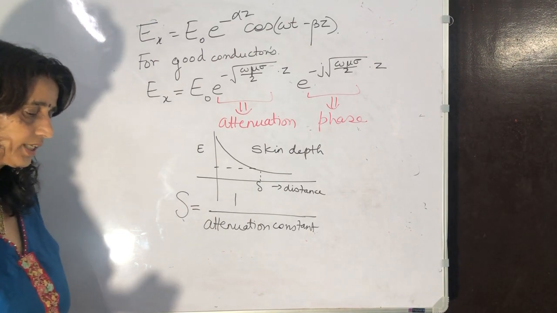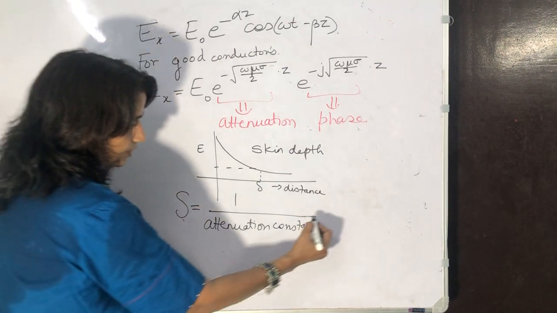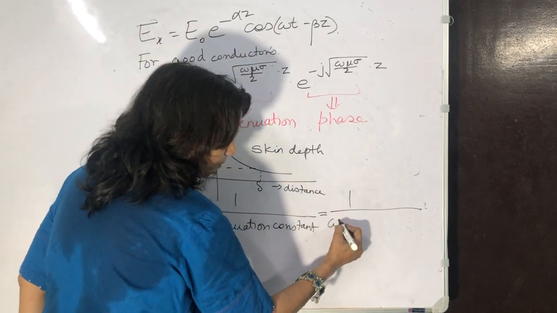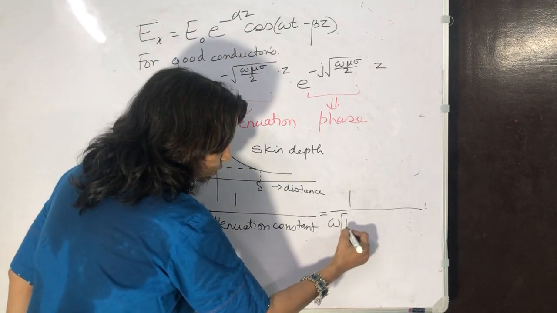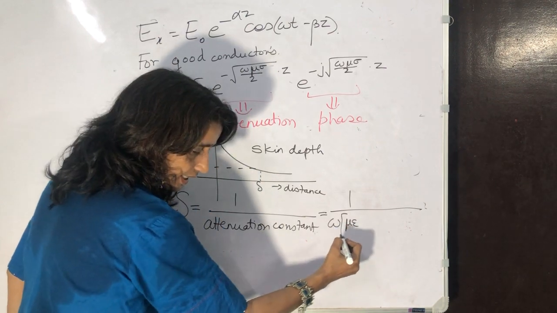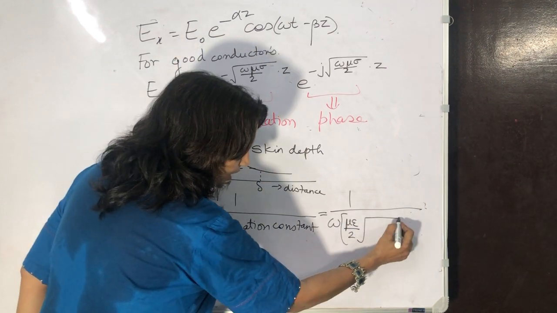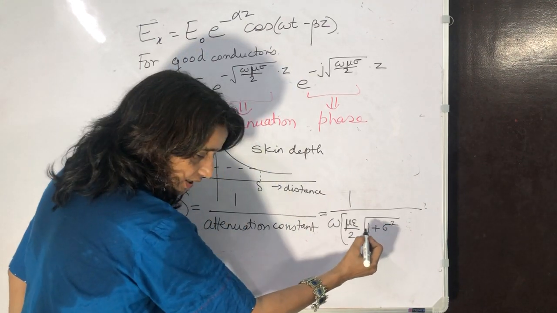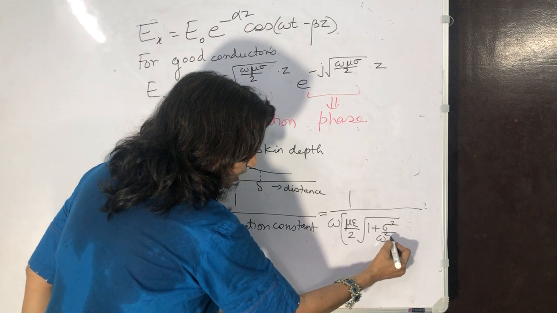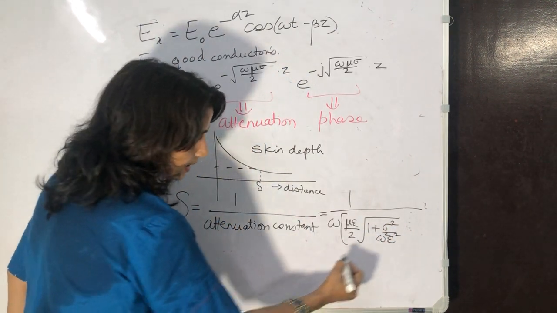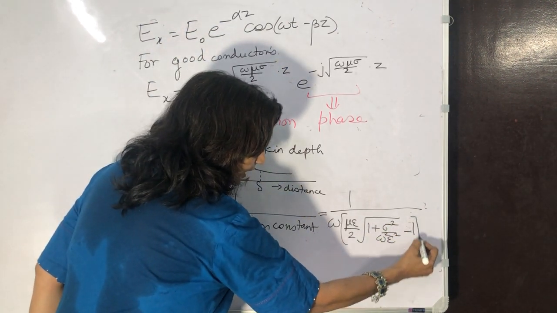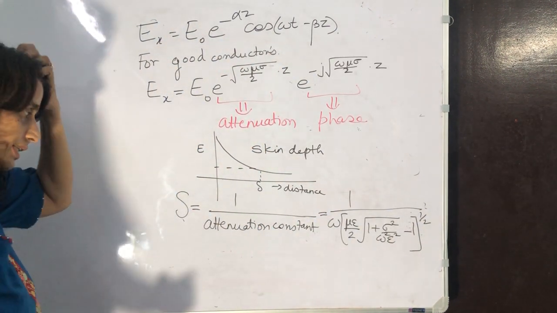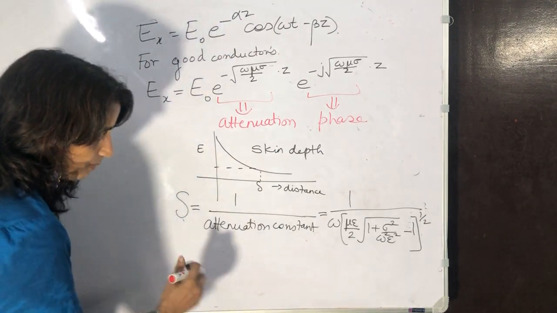that is for good conductors, bad conductors, etc. So for the attenuation constant, we will put the value: 1 upon omega times square root of (mu epsilon upon 2 times (square root of (1 plus sigma squared upon omega squared epsilon squared) minus 1)), and this whole to the power of half. Now, your numericals come on these two formulas.